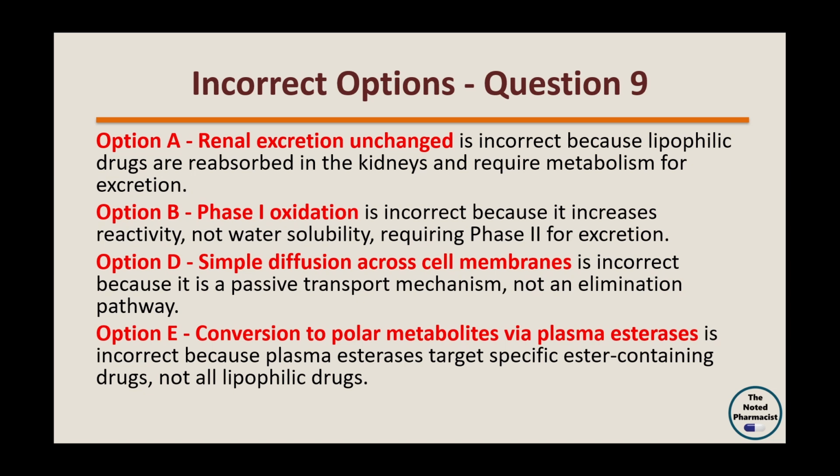Here is the explanation for incorrect options. Option A is incorrect because lipophilic drugs are not readily excreted unchanged in urine as they are reabsorbed in the renal tubules. Option B is incorrect because phase 1 oxidation alone does not sufficiently increase water solubility for excretion, it requires phase 2 conjugation. Option D is incorrect because simple diffusion is not an elimination pathway but a transport mechanism that occurs before metabolism. Option E is incorrect because plasma esterases typically act on ester-containing drugs and are not the primary pathway for metabolizing most lipophilic drugs.